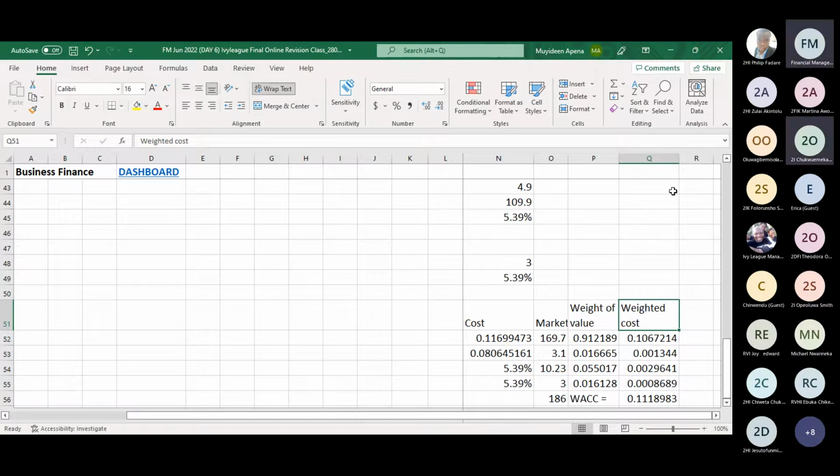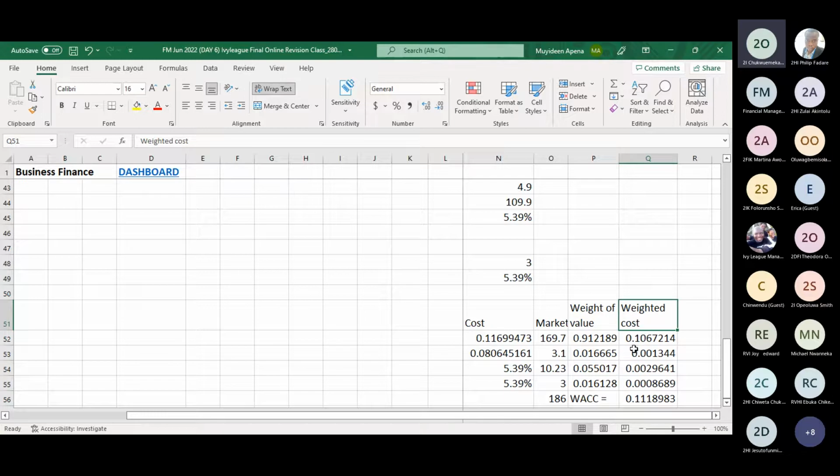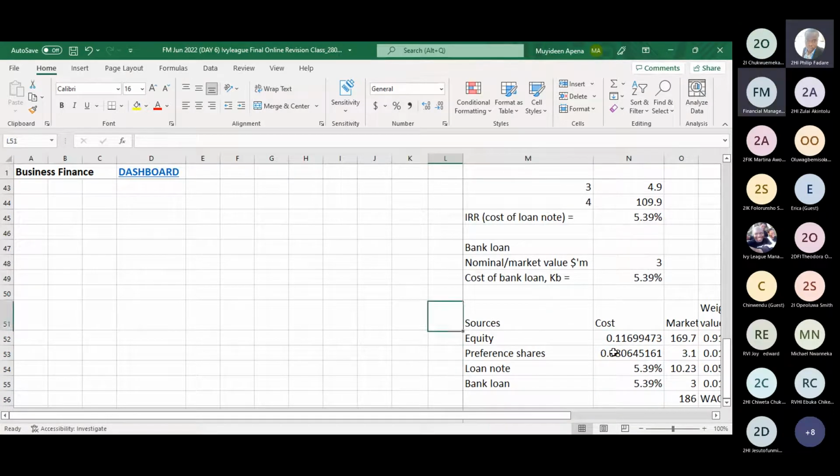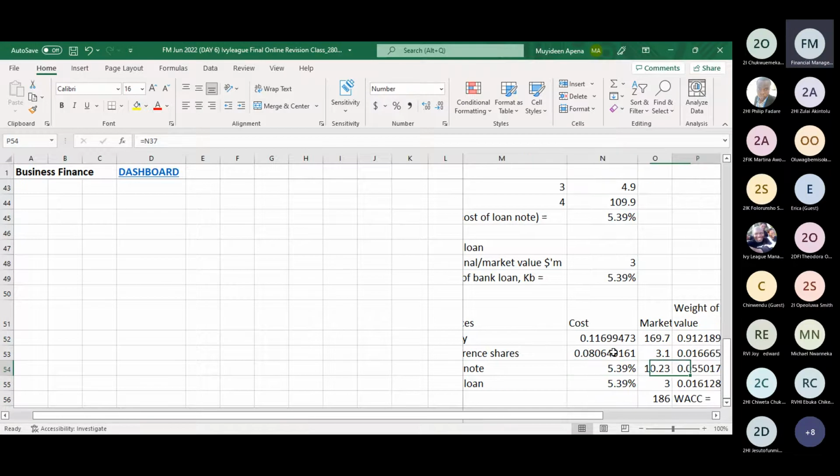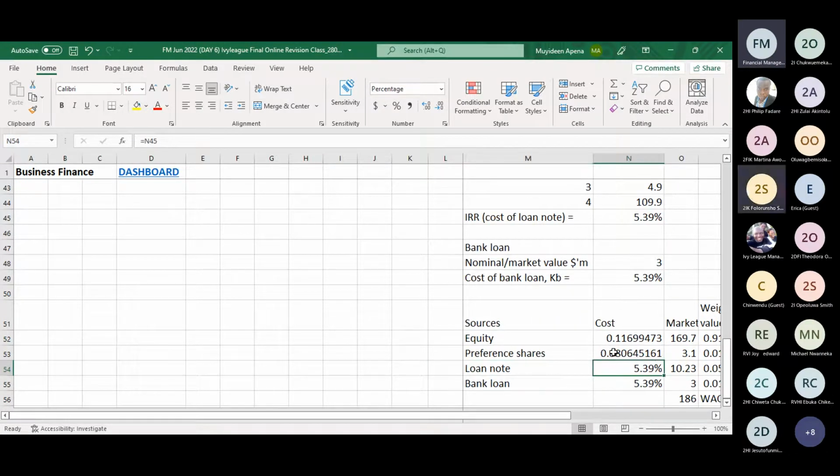Sorry, check if this 5.39 should be changed to 0.0539 when you bring it down to the table. Okay, I understand what you are saying. It doesn't matter, because these should also be in percentage. It's not a problem because this appears in percentage, so it's showing the same way here. This equity and preference shares, they are costs, we can put them in percentages. You get? They are the same thing. It's not a problem.